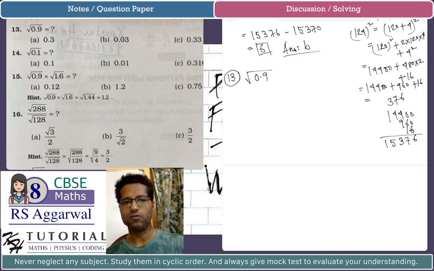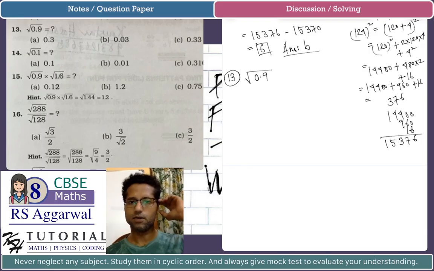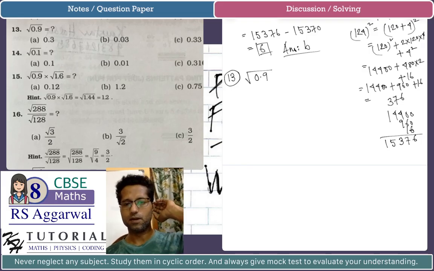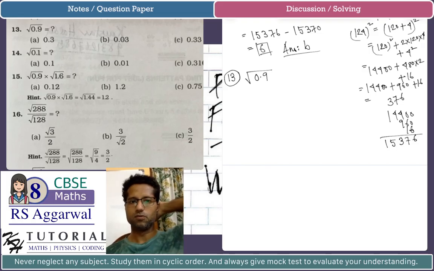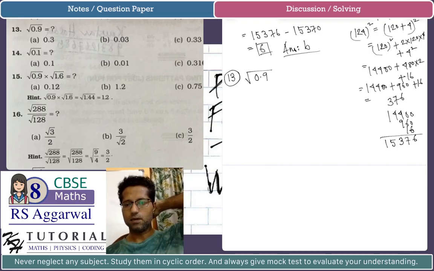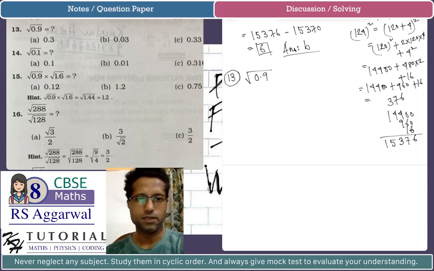Now the method I have used for finding the square root of a decimal number involves converting the decimal number into a fraction. So the denominator will be a power of 10, and that power of 10 has to be an even power of 10, and accordingly we have to adjust the numerator. So the numerator will be a whole number, and we find the square root of a whole number, and then we divide the final square root by the power of 10, and that power will be the power of 10 in the given decimal number, divided by 2. Let me solve it, then you will understand.